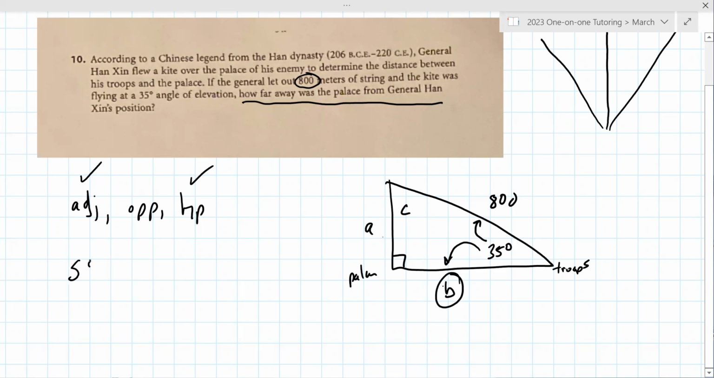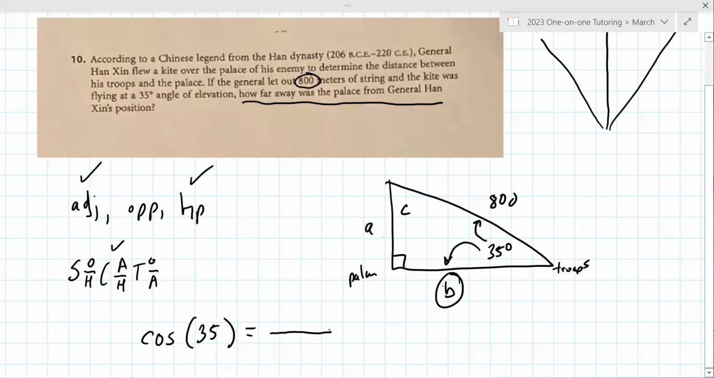Okay, so which of the three trig functions are we using? SOH CAH TOA here. Sine, cosine, or tangent? That would have to be hypotenuse and adjacent, so that would have to be cosine. All right, good. That's important. You have to get the right sides and then map it to this. It's the cosine of 35 equals, in this case, what over what?